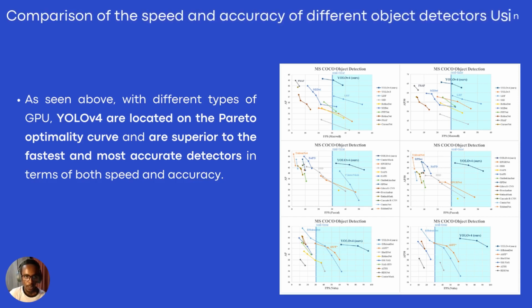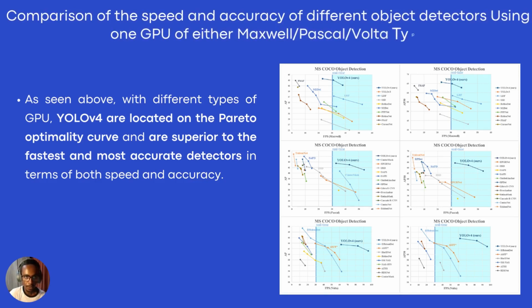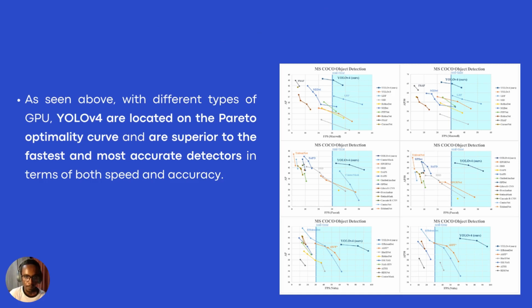Now, this image shows us the comparison of the speed and accuracy of different object detectors using one GPU of either Maxwell, Pascal, or Volta type. As we see from the figure, with different types of GPU, YOLOv4 is located on the Pareto optimality curve and is superior to the fastest and most accurate detectors in terms of both speed and accuracy.